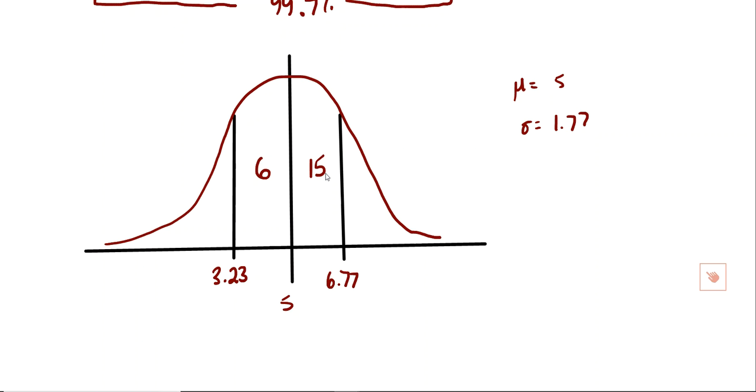Right? How do we check then? So that should be 68% of our data if we've got a normal distribution. So in total, we have 21. How much data is there in total? 32. 21 out of 32.